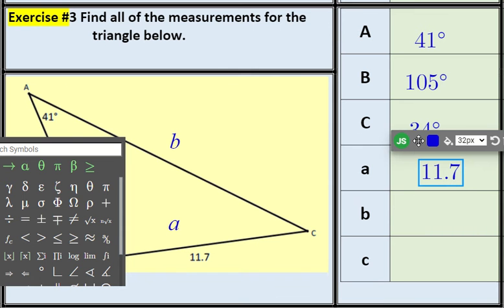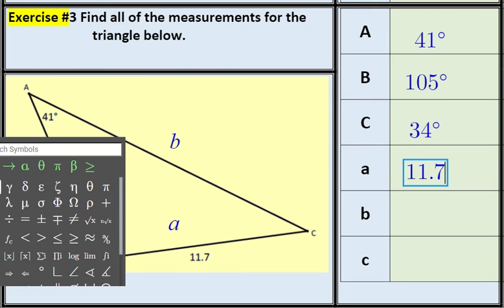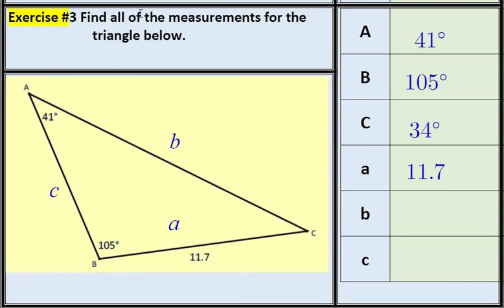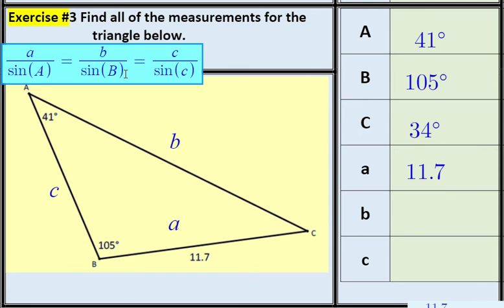And now I want to use the law of sines to calculate side B. So the law of sines states that A over sine A is equal to B over sine B is equal to C over sine C. So I can use proportions to establish whatever my missing information happens to be. All I need is an angle-side relationship where I know both. You have to have that in order to use the law of sines.